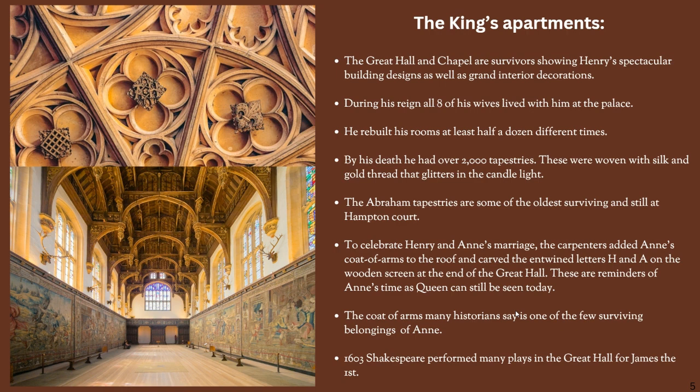The coat of arms, as many historians say, is one of the few surviving belongings of Anne. And in 1603, Shakespeare performed many plays in the Great Hall for James I. So here is where we see that intertwined H and A.